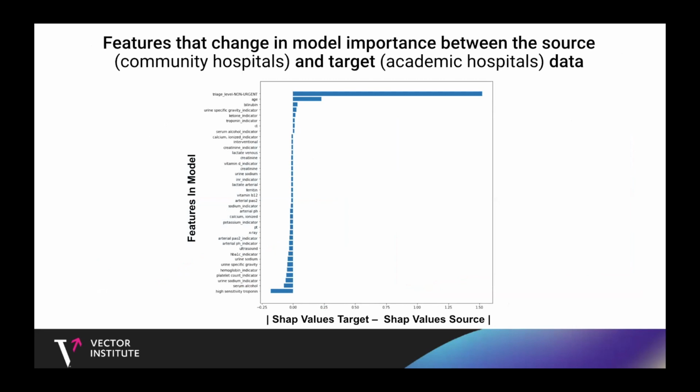And you can also look at the features that change between the source and the target data using SHAP values. Things like triage level and age are features that change in importance between the out-of-distribution and in-distribution data.